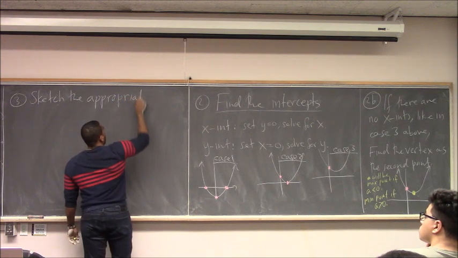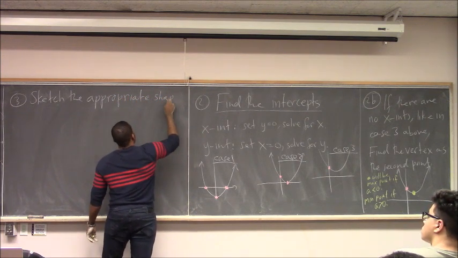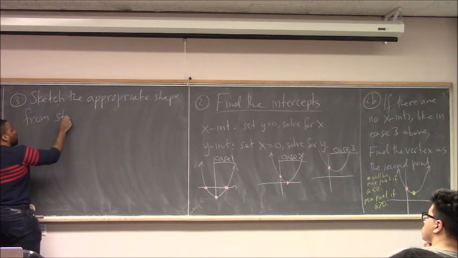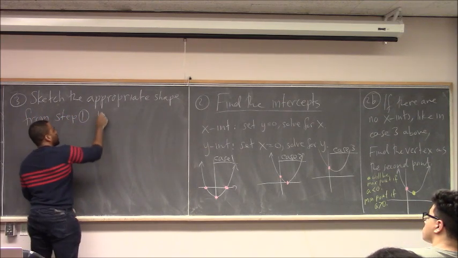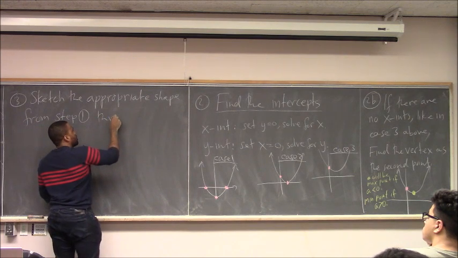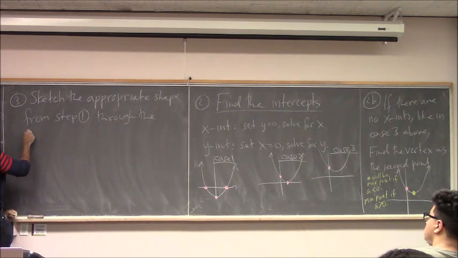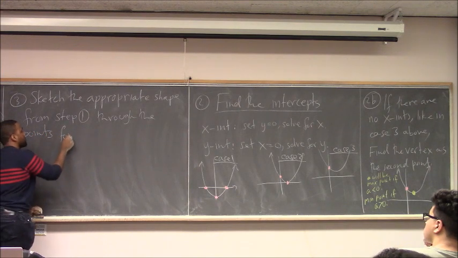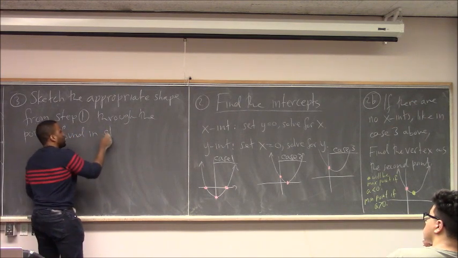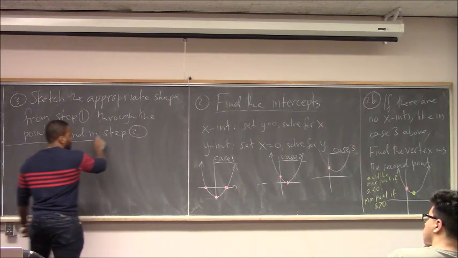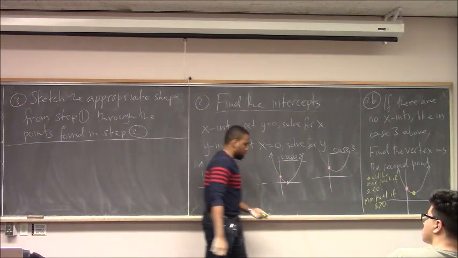Sketch the appropriate shape from step 1 through the points found in step 2. And that's it. So graphing a parabola is a 3-step process.